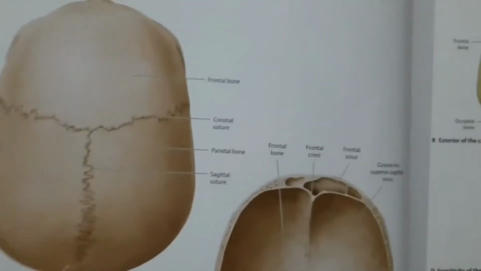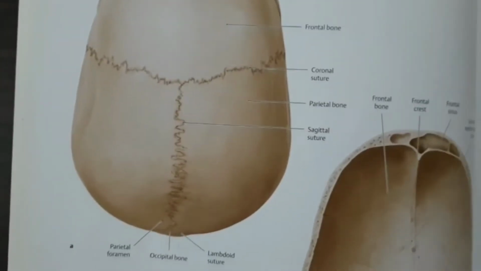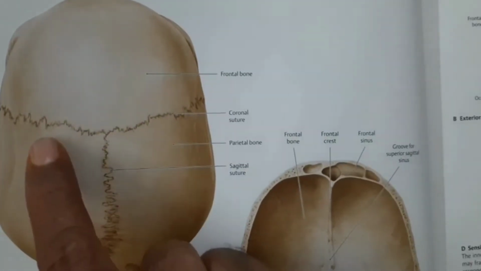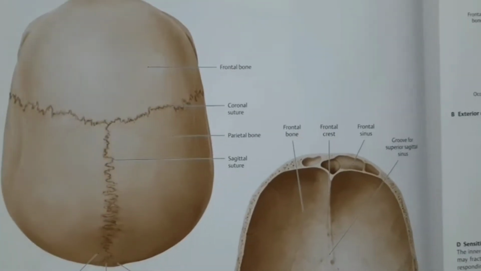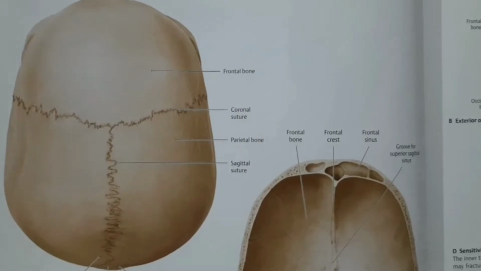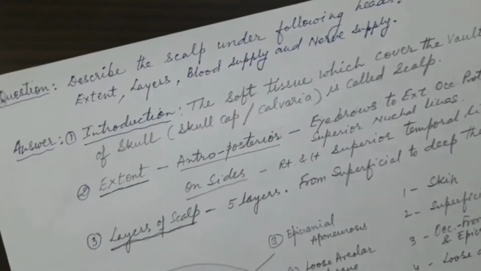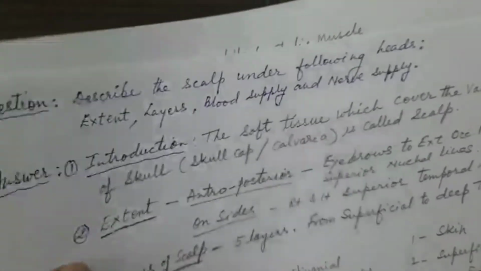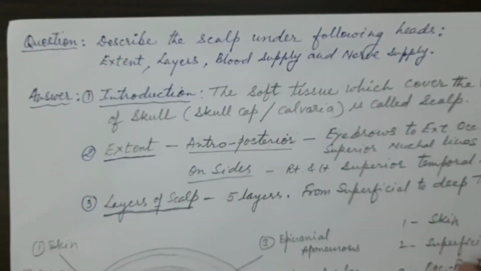The top view of the skull will show you the coronal suture and the sagittal suture. Once you have seen this skull cap or calvaria, let me go to the extent. Now you will better understand what the extent of the scalp is.